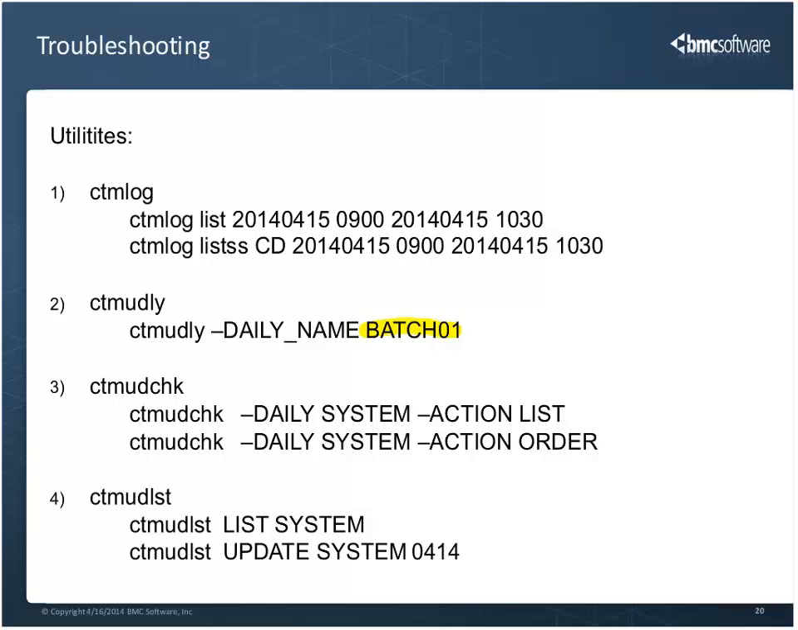The last command is called CTM UDLST, or user daily last. This command will show you the last time that user daily was run. You can first list it and see, and then you can update it, maybe set it to a prior date if you wanted to rerun the ordering of the jobs that are in that user daily.